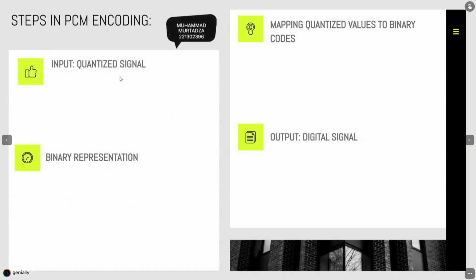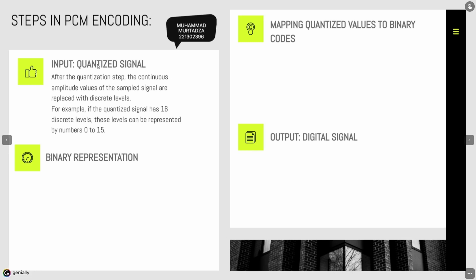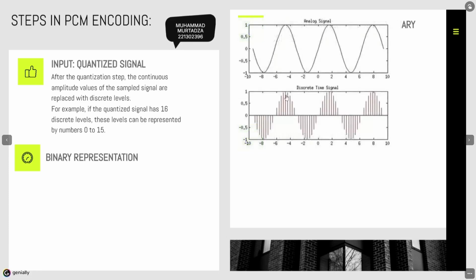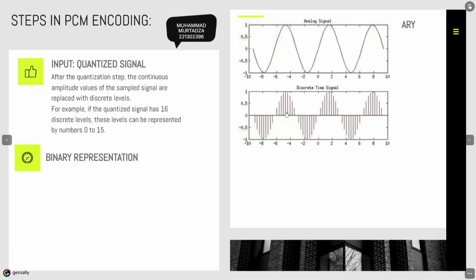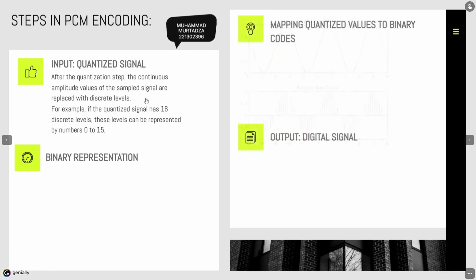I'm going to show the steps in PCM encoding. The first one is the input, which is the quantized signal. After the quantization step, the continuous amplitude values of the sampled signal are replaced with discrete levels. I'm going to show you. From the analog signal, the continuous signal becomes a discrete time signal. This is the discrete time signal. You can see the discrete levels 1, 2, 3, 4, 5, 6, something like that.